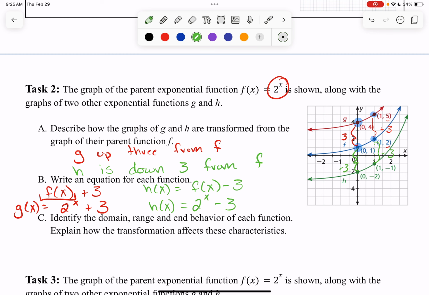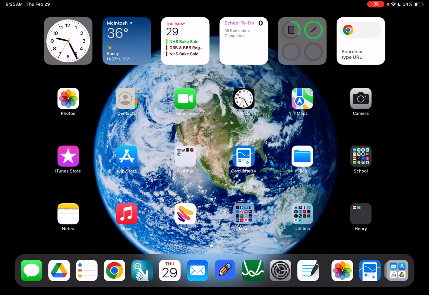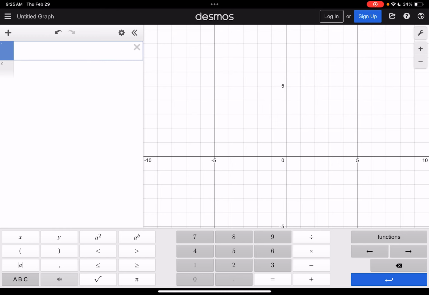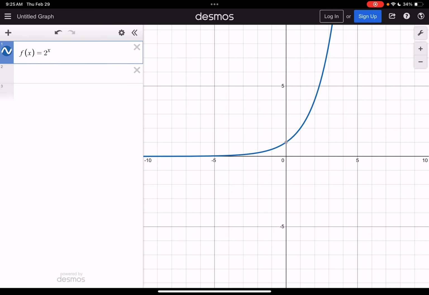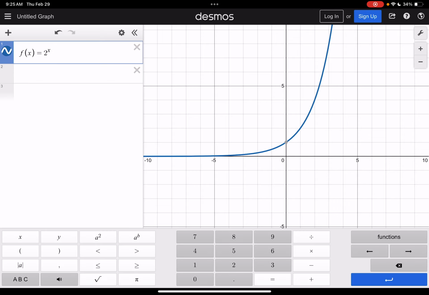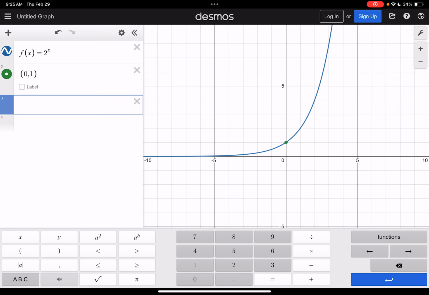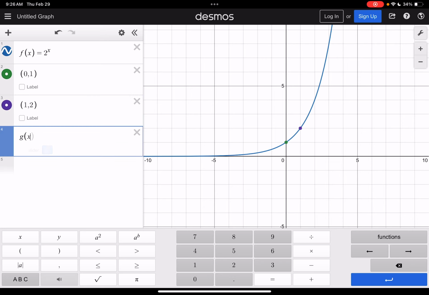And then at this point, we can always double check them to make sure that they worked. Desmos is a great tool for this. I can graph f of x equals 2 to the x. So there's my parent. And I can even double check those points, like the point 0, 1, and then what was the next point? 1, 2. There's those reference points.